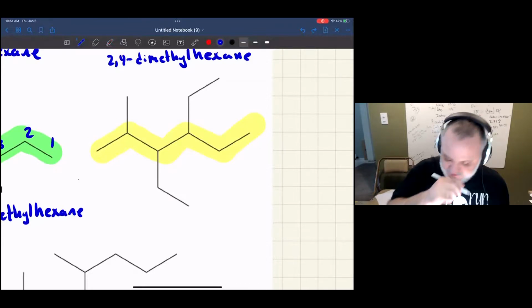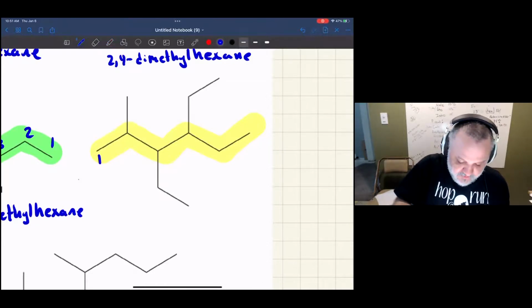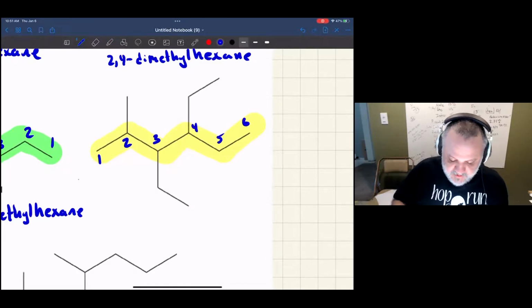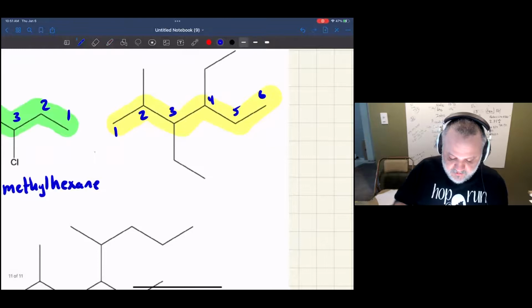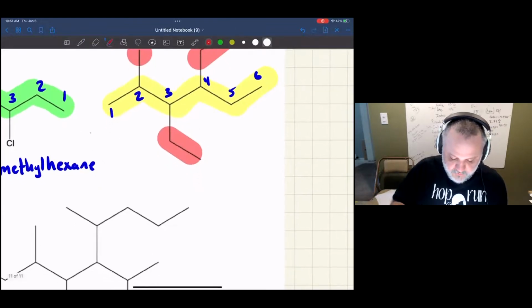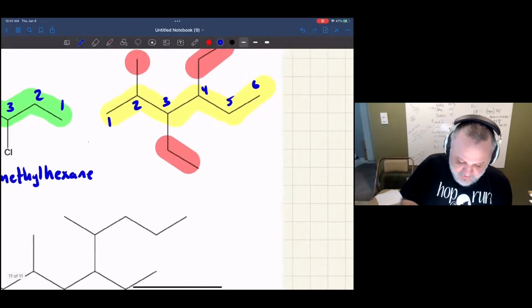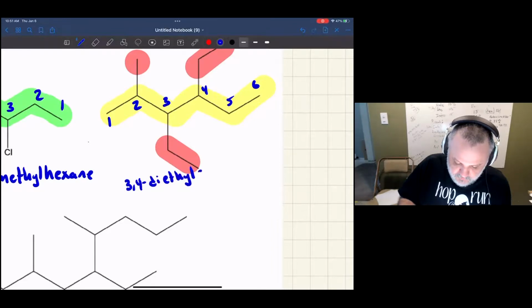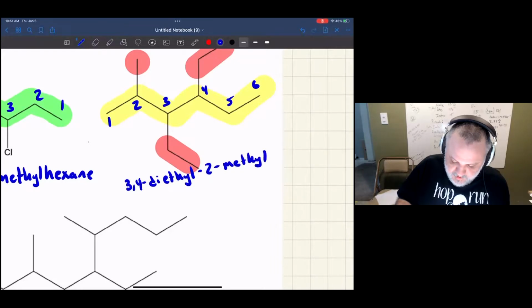And numbering happens the same way it did before. We'll number in the direction that gets us to a substituent the fastest. So there's my 6 carbon chain in the correct order. So it's a hexane. It looks like I have 1, 2 ethyl groups and a methyl group. So if I wanted to put this together, I would call it 3, 4 diethyl, 2 methyl hexane.